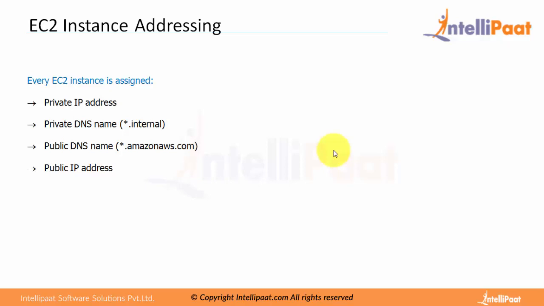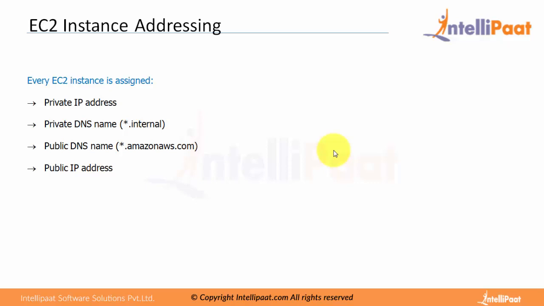Now each EC2 instance would have a different kind of IP addressing. They would have a private IP and public IP both. Generally, I would say in 90% of cases, whenever an EC2 instance is launched normally, it would have both private and public kinds of IP address. And those IP addresses would also have a mapping DNS name.